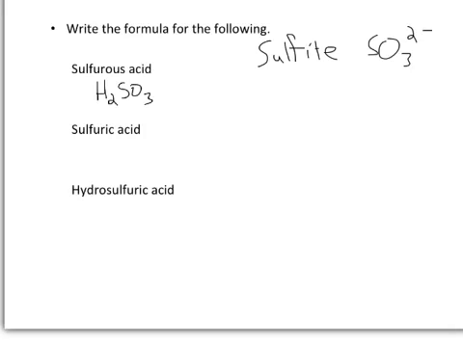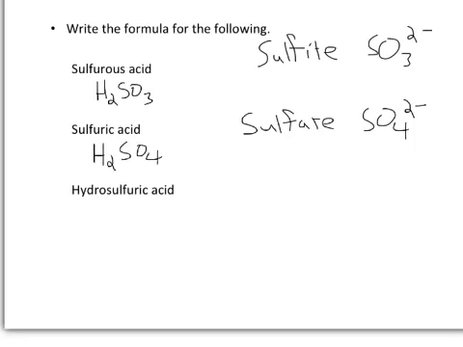In the next example, we have sulfuric acid. So the IC ending must have come from a polyatomic ion that ends in ATE. So this is the sulfate ion, which is SO4 2-. So again, I'll need 2 hydrogens. So the formula for sulfuric acid is H2SO4.